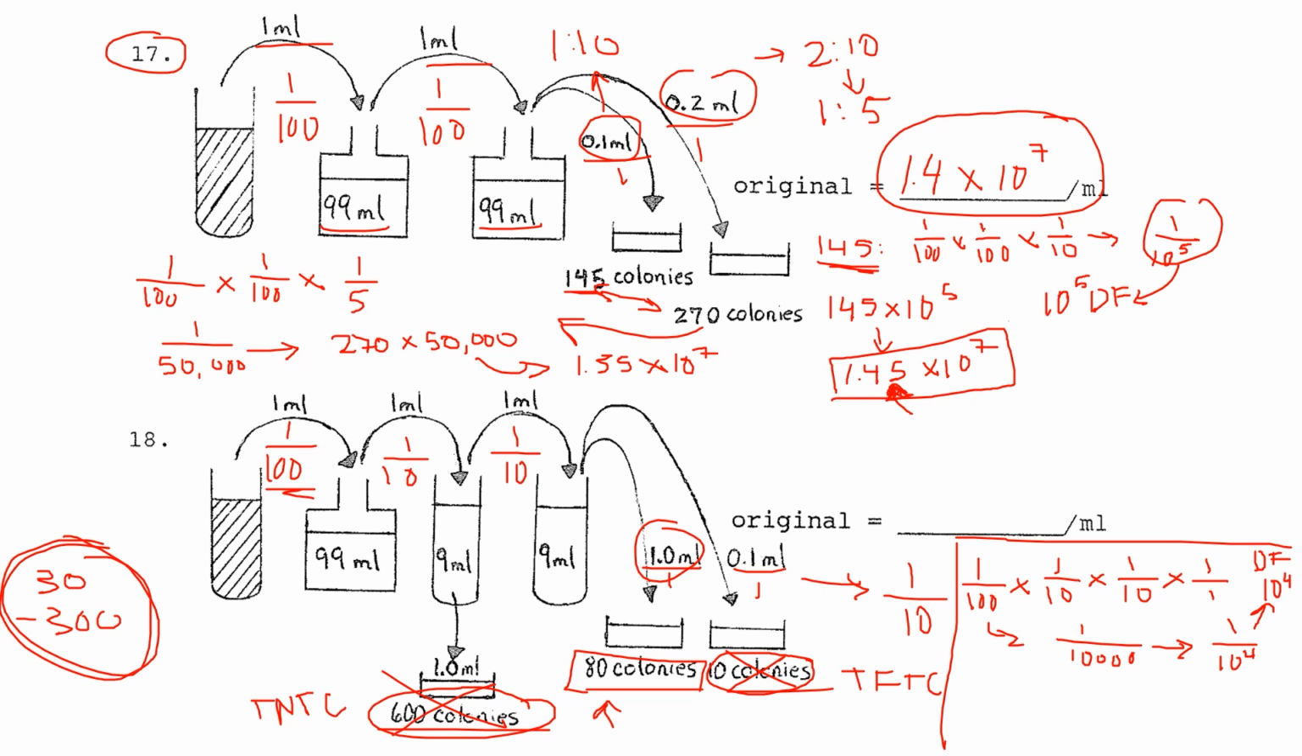And so you can now do 80 times 10 to the 4th. That will give us our CFU per mil. Remember, we have to reduce this down to 8 times 10 to the 5th, right? So that's the answer for this problem. So our original culture had 8 times 10 to the 5th colonies, or CFU per mil.